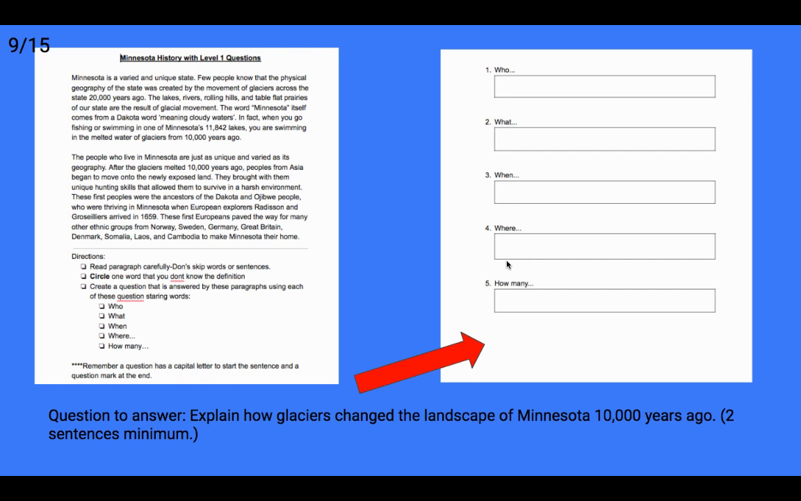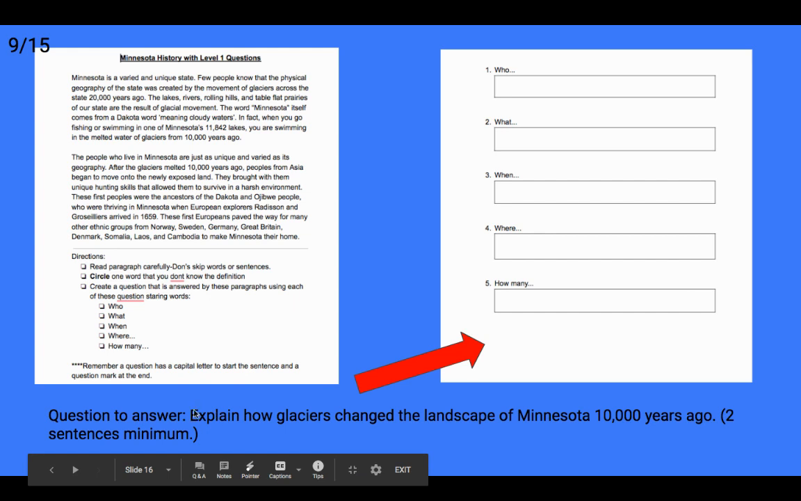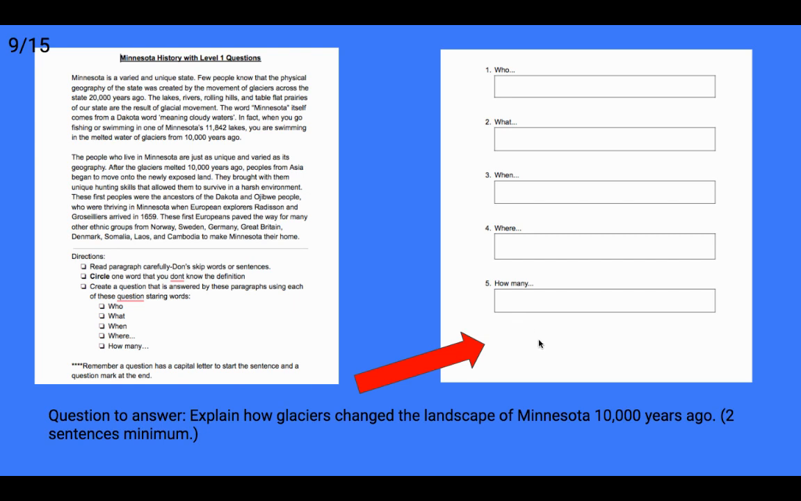Now, to kind of wrap this up today, I would like you to do the following. There's a space below number 5 here. And what you're going to do is add this question right here. You're going to write it out, in fact: explain how glaciers changed the landscape of Minnesota 10,000 years ago. You're going to write that right here. And you're going to answer it.